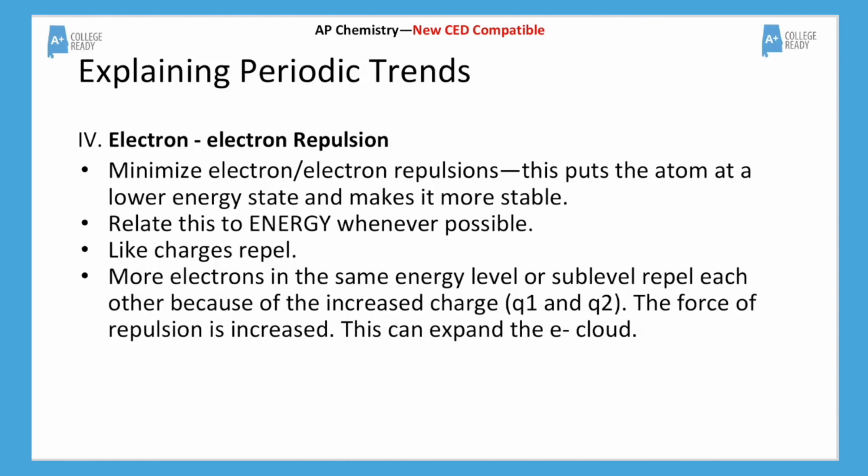All right, electron-electron repulsion we already mentioned with the anions and the parent atoms. If we can minimize electron-electron repulsions, that puts the atom at a lower energy state and makes it more stable. Look at this last statement: more electrons in the same energy level or sublevel repel each other because of the increased charges. The force of the repulsion increases the more electrons are there, and that can make the cloud expand.